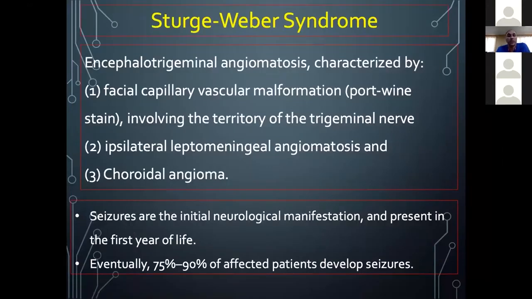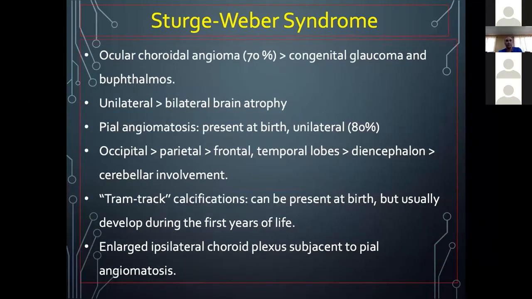Coming to Sturge-Weber, it's an encephalotrigeminal angiomatosis characterized by facial capillary vascular malformation, leptomeningeal angiomatosis, and choroidal angioma. Seizures are the initial neurological manifestation, present in the first year of life, and eventually most of these patients will develop seizures.